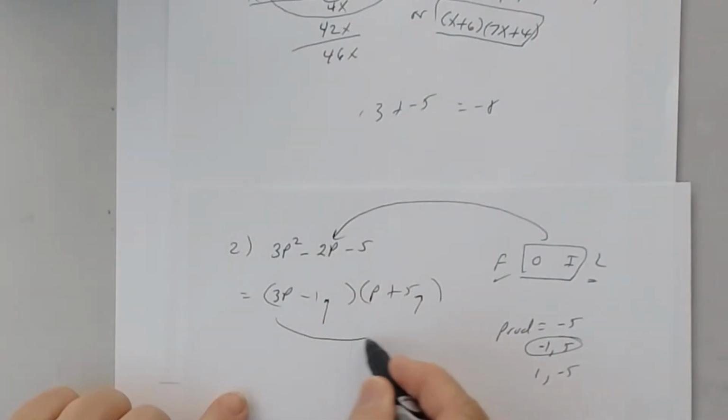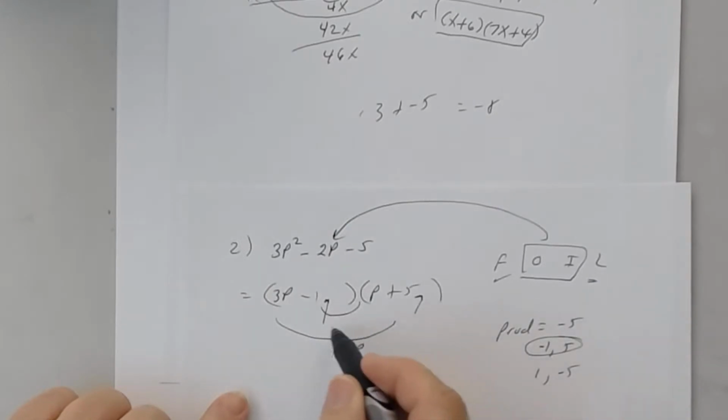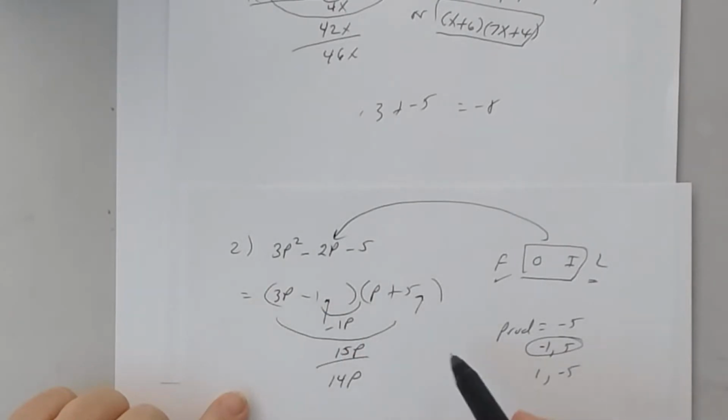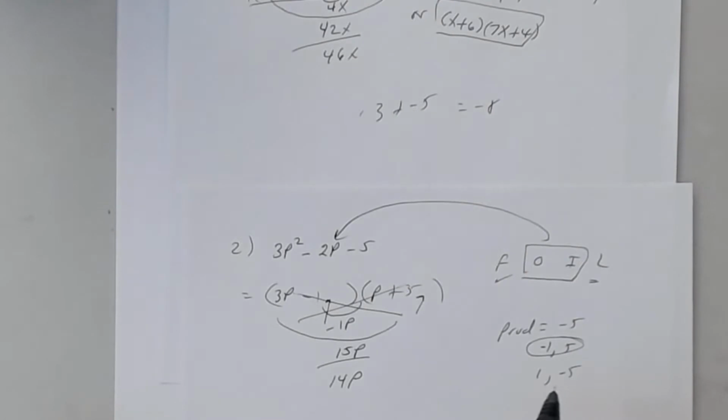What is the outer here? 15p. What is the inner? Negative 1p. When I add them up, what do you get? 14p. That's not what you wanted. So that did not work. Maybe switching the negative 1 and the 5. Let's try that. So before we go to the next pair, let's finish off the first pair. Let's exhaust it. So let's go back and do the p's again.